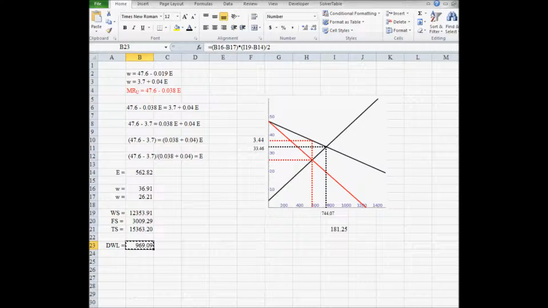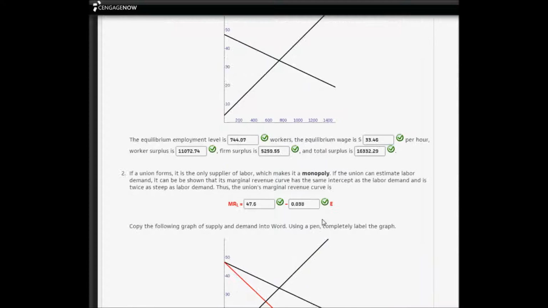and then check my work, I should get everything correct. And it looks like I do.